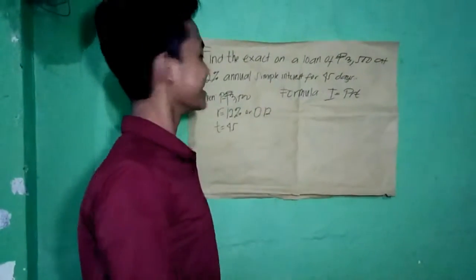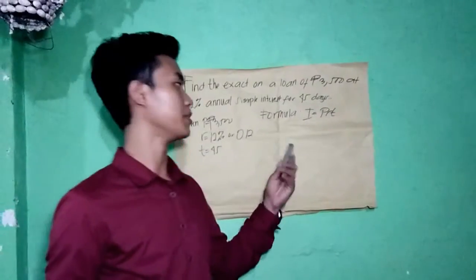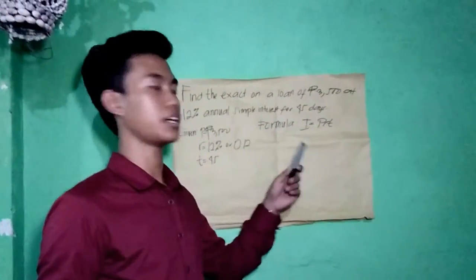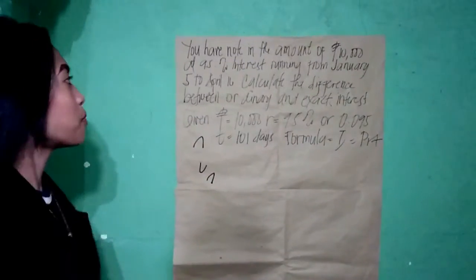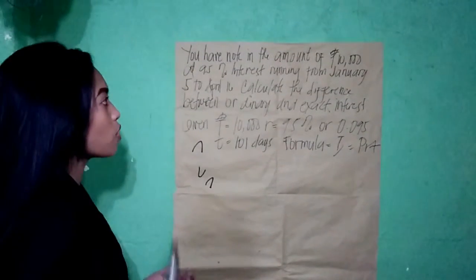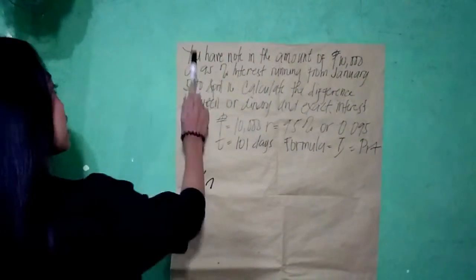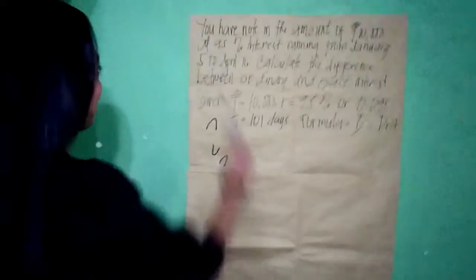Here's the formula: I is equal to P times R times T. You have a loan in the amount of 10,000 pesos.